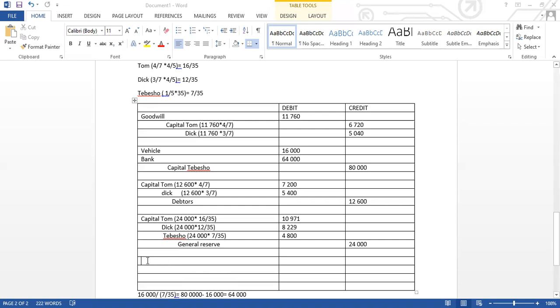So we move on. We said that we debit our capital accounts. Capital Tom, how much will Tom get? The 58,800 should not appear in the new books of the partnership, meaning that you will have to debit your capital accounts. So capital Tom, how much will you get?